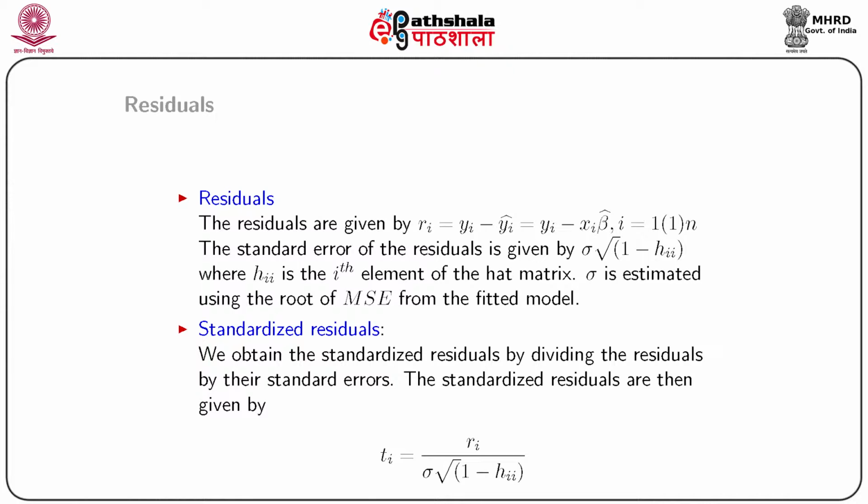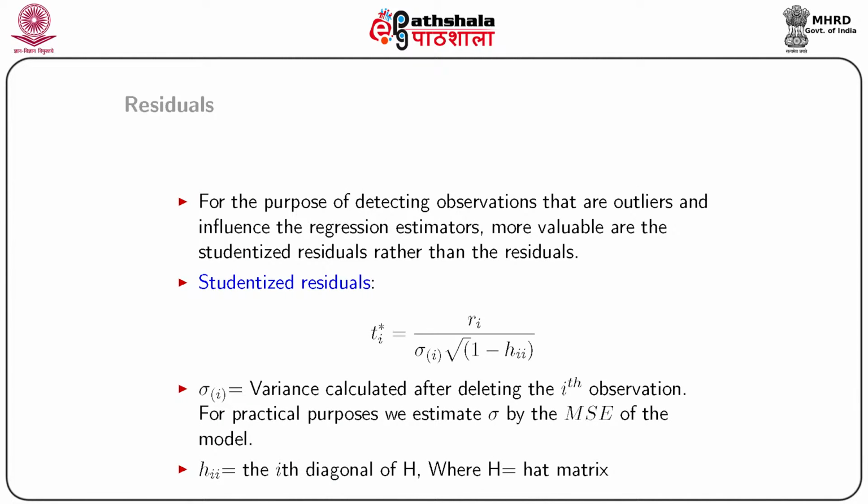Besides residuals, we also use standardized residuals to single out outliers in a data set. We obtain standardized residuals by dividing the residuals by their standard error. Thus, the standardized residuals are given by Ti equals Ri divided by sigma times square root of 1 minus hii. For the purpose of detecting observations that are outliers and influence the regression estimators, more valuable are the studentized residuals rather than the plain residuals.